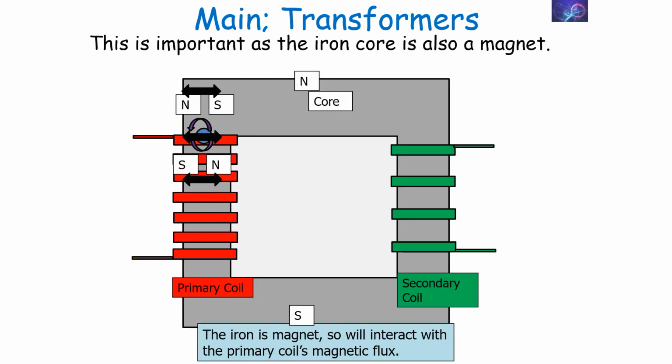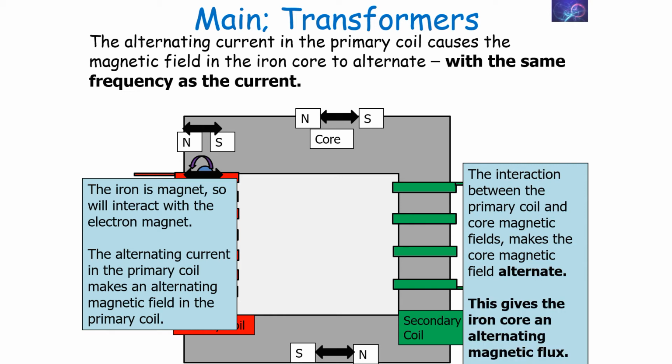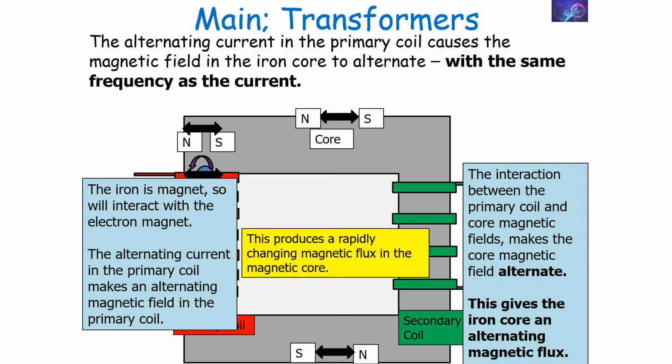Now this is important because the iron core is also a magnet. So the iron will interact with the primary coil's magnetic flux. So the alternating current in the primary coil makes an alternating magnetic field in the primary coil, and the interaction between the primary coil and the core magnetic fields makes the core magnetic field alternate. So it gives the iron core an alternating magnetic flux. So it produces a rapidly changing magnetic flux in the magnetic core. So the iron core has become an induced magnet.